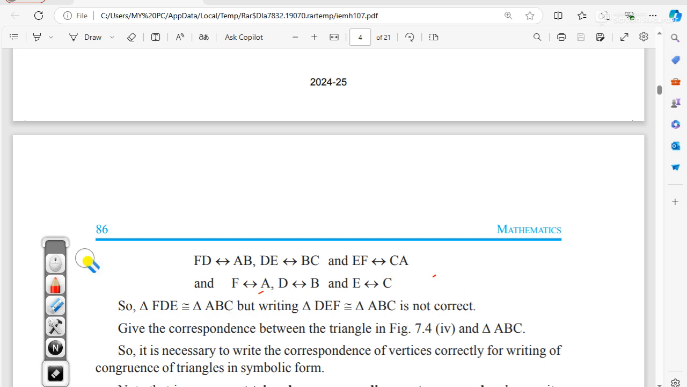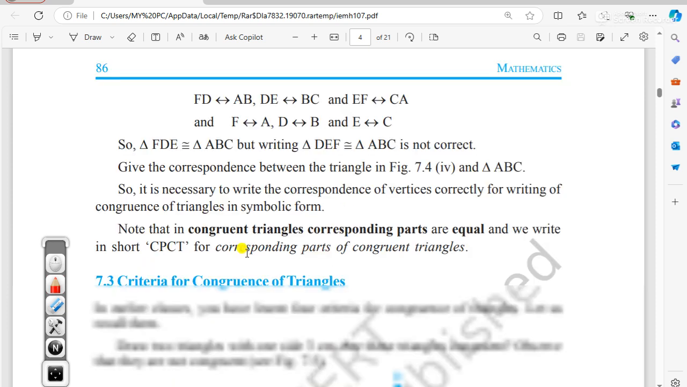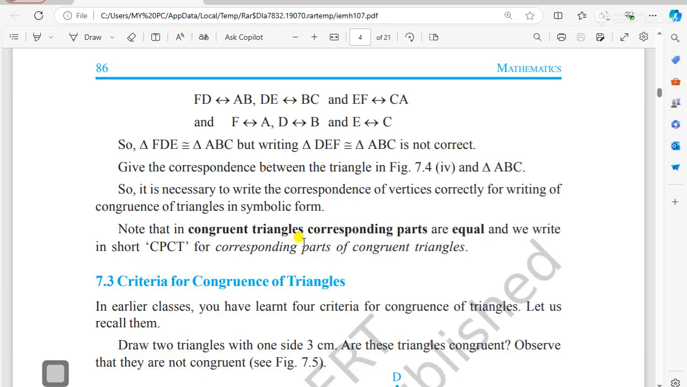Now we'll go to the next step. Note that in congruent triangles, corresponding parts are equal, and we write in short CPCT for corresponding parts of congruent triangles.